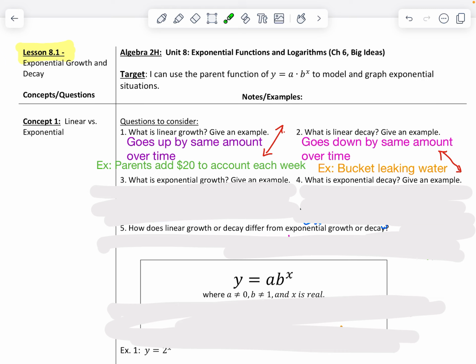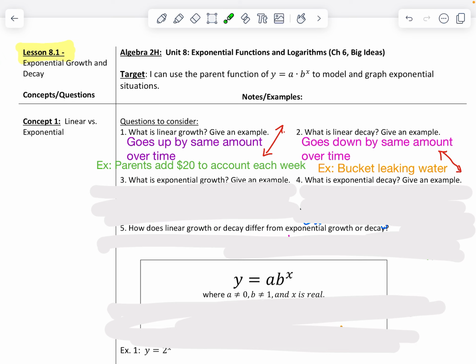So some things to talk about are: what is linear growth, what is linear decay, and how does that compare to exponential growth or exponential decay? Linear growth is when something goes up by the same amount each time. If your parents are adding $20 to an account every week, then your slope would be going up $20 every week.